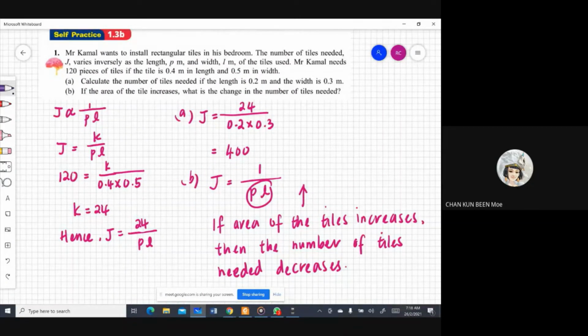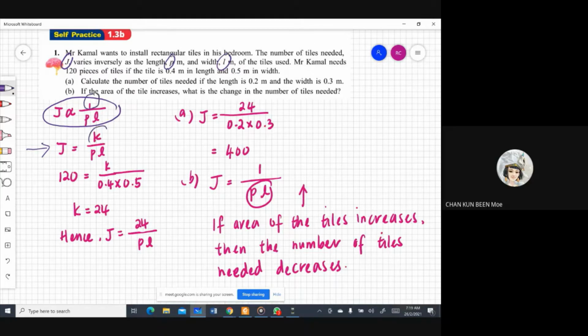Mr. Kamal wants to install rectangular tiles in his room. The number of tiles needed, J, varies inversely as the length, P, and the width, L, of the tile used. Mr. Kamal needs 120 pieces of tiles if the tile is 0.4 meter in length and 0.5 meter in width. So you change it to equation. So J equal to K over PL.